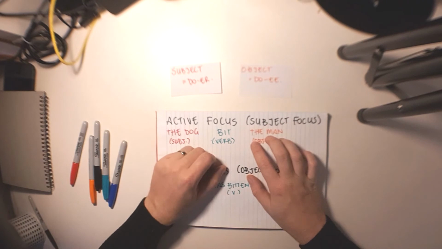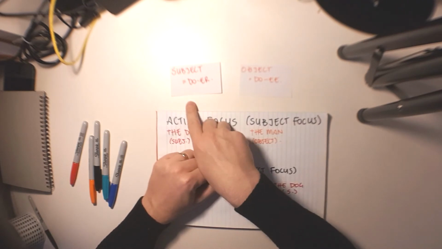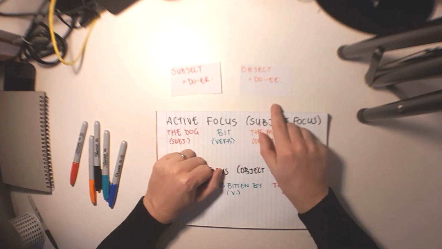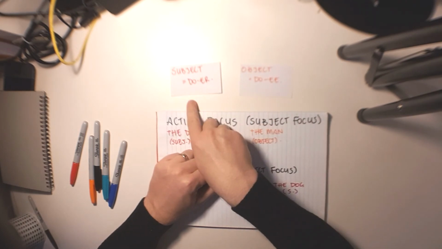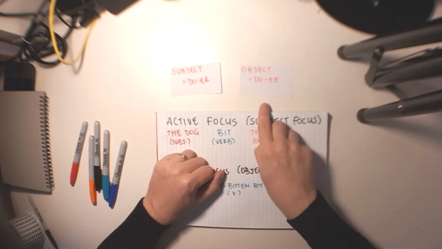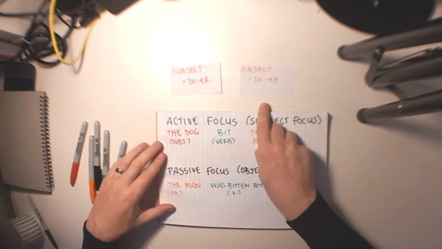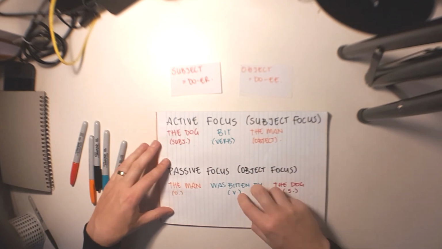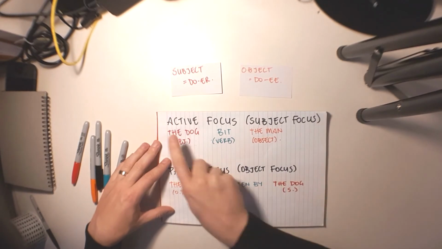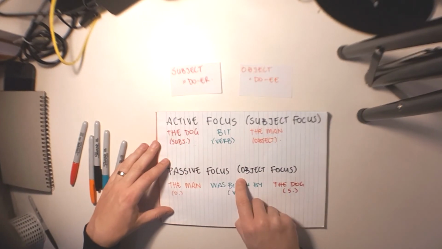In all languages, the subject is the doer and the object is the doee. The subject is the part of the sentence that does the verb, and the object is the part of the sentence that has the verb done to it. So in this case, the man is receiving the action of biting. The dog is doing the action of biting.